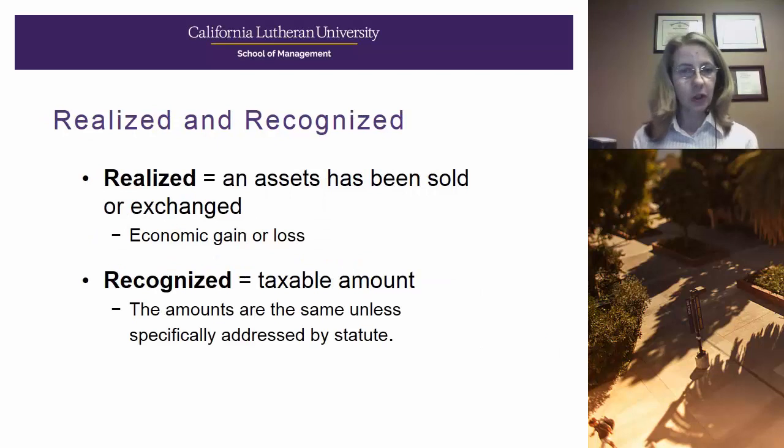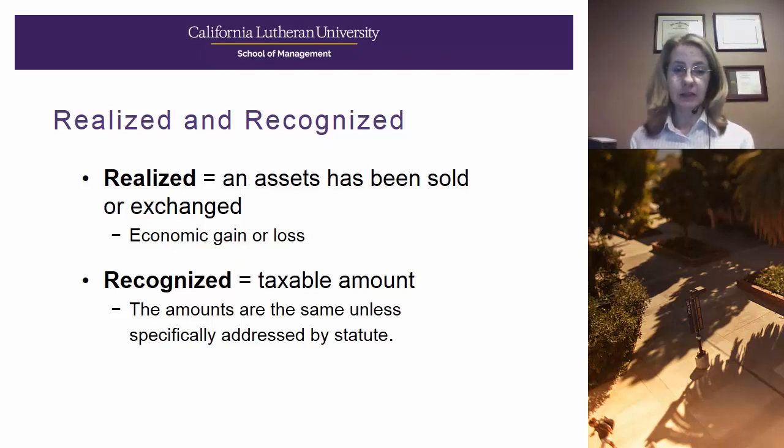Now before we start talking about taxable gains, we need to back up and distinguish between a realized gain and a recognized gain. So a realized gain occurs when assets are disposed of, typically when they're sold or exchanged. And this could be considered the economic gain or loss. So how was the taxpayer's net worth affected by the disposition of the asset? Perhaps it went down, it was a loss, perhaps it increased, it was a gain.